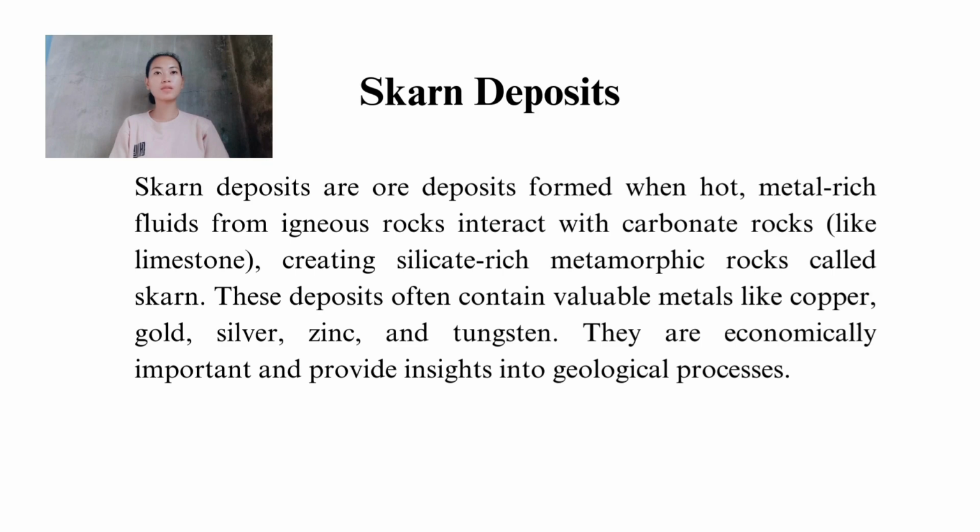metal-rich fluids from igneous rocks interact with carbonate rocks like limestone, creating silicate-rich metamorphic rocks called skarn. These deposits often contain valuable metals like copper, gold, silver, zinc, and tungsten. This is important and provides insights into geological processes.